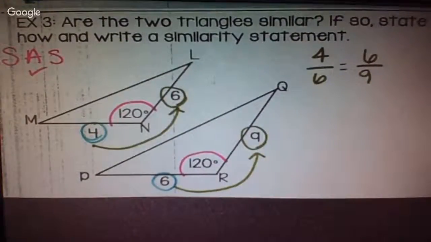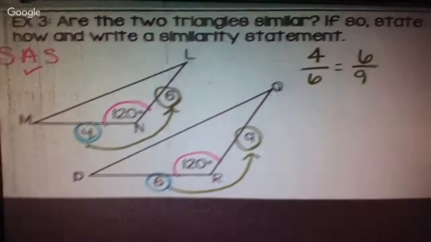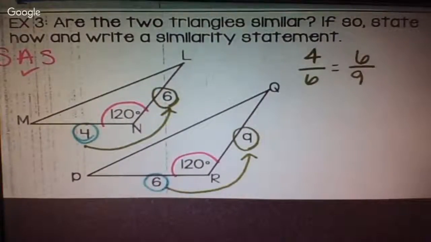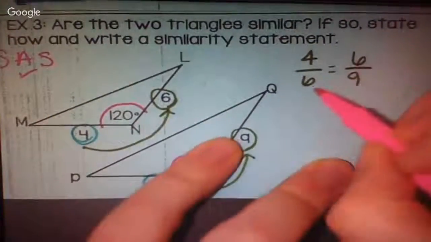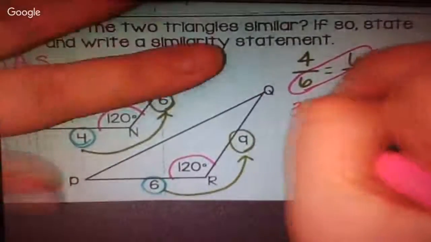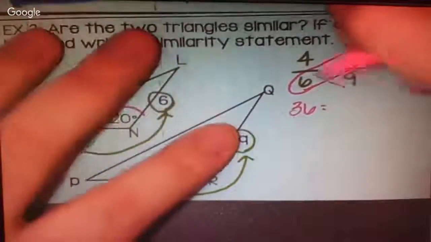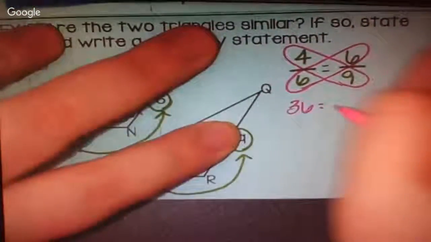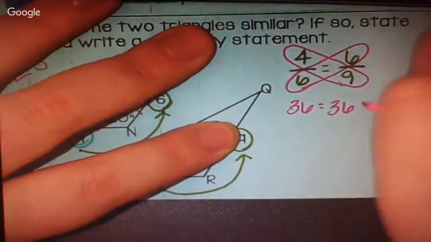You do know, because y'all learned this in middle school. Come on now. Cross multiply. You remember the butterfly method that they taught you all? 6 and 6, 36. 4 and 9, 36. Does 36 equal 36?